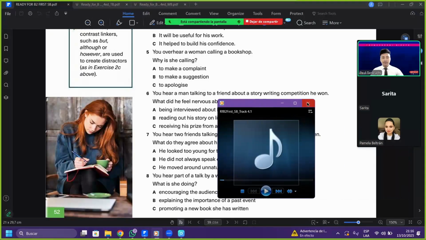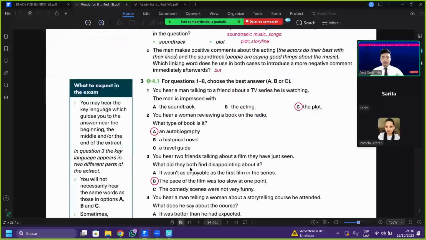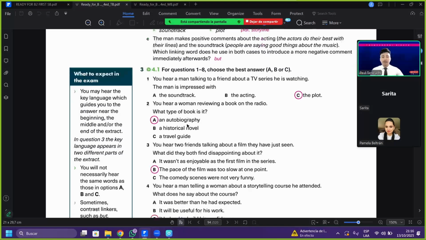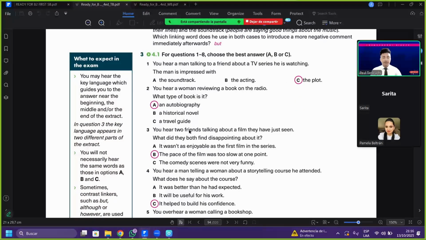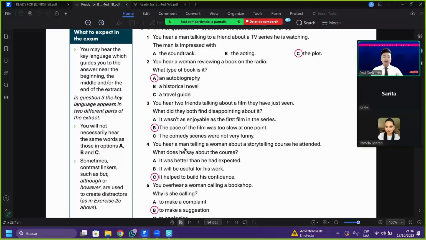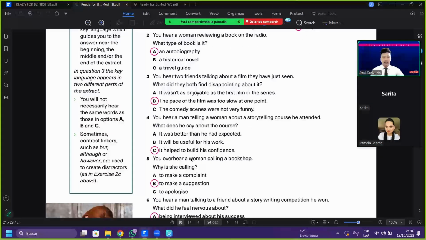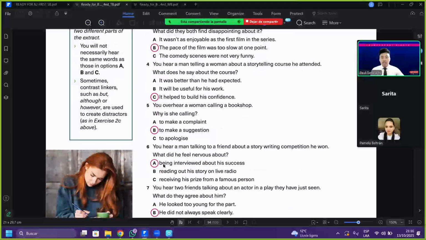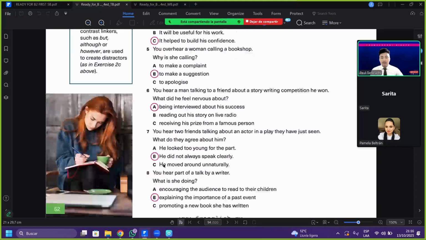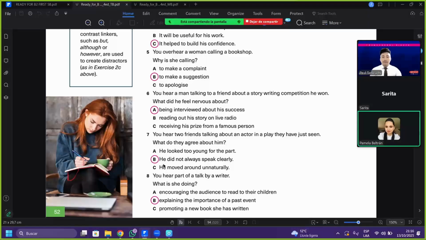Okay, my dear students. I'm showing you the right answers, right? There you are. Number 1 was letter C. Number 2 was letter A. Number 3 was letter B. We have a mistake there. At the end, you have to tell me how many right answers you got out of 8, okay? Number 3 is letter B. Number 4 is letter C, all right? Number 5 is letter B. And number 6, letter A. Number 7, it's B. And number 8 is B as well.